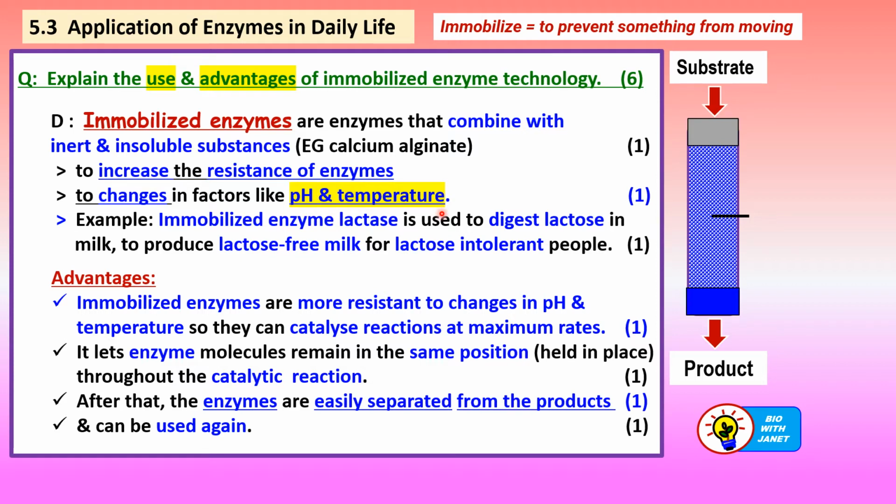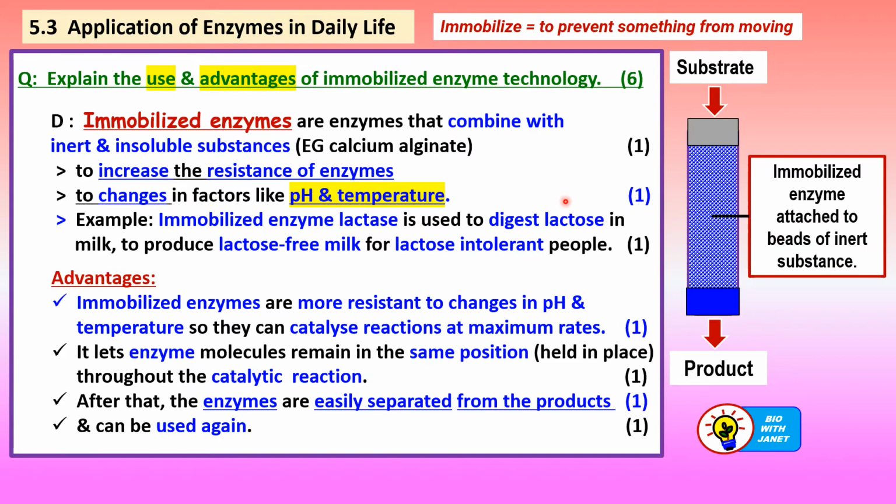So we know that enzymes are sensitive to changes in pH and temperature, but when they are immobilized and bound to the inert insoluble substance, like in this column here, the immobilized enzyme is attached to the beads or particles of inert substance. This will increase their resistance to changes in factors like pH and temperature so that the reactions can be carried out at maximum rates. All right, so that the enzymes are more effective in catalyzing the reactions. If not, if there are some tiny changes in temperature, then enzymes may be denatured, for example.